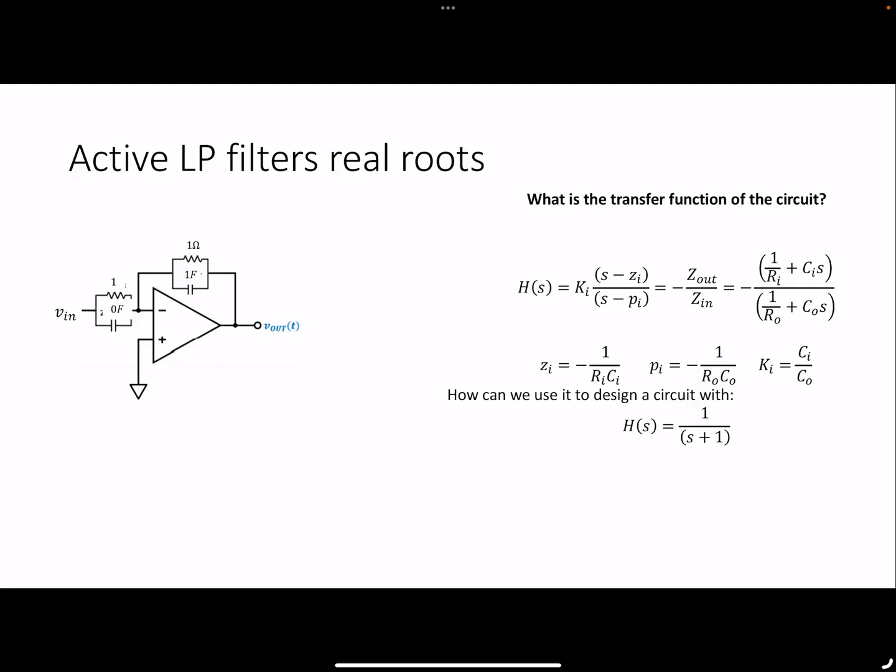So this circuit here will have a frequency response that looks like this, where Ki is Ci over Co. There should be a negative sign here. And the pole is going to be Ro times Co, and the zero is going to be Ri times Ci.